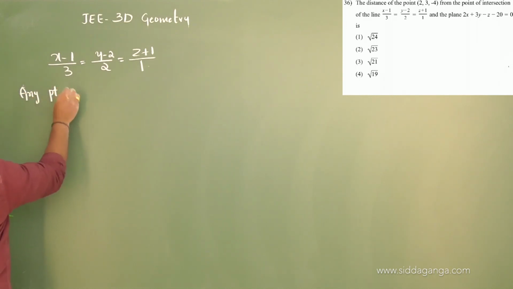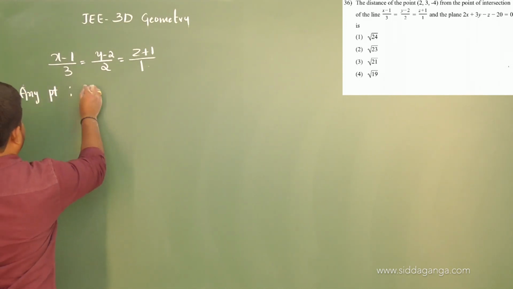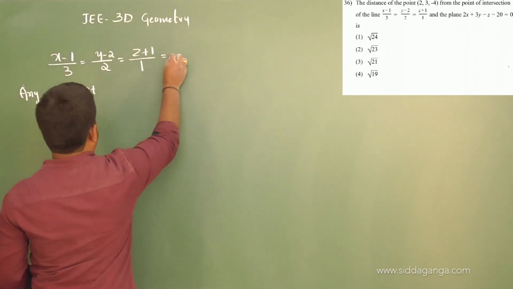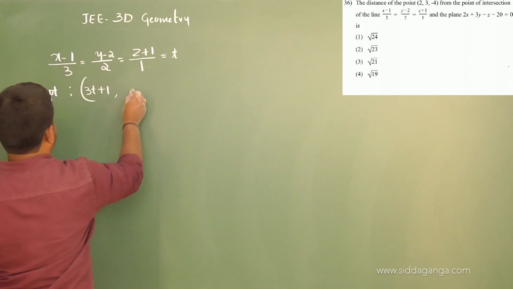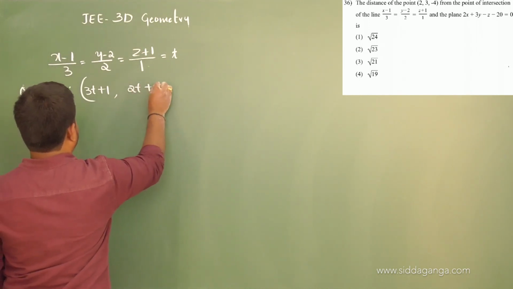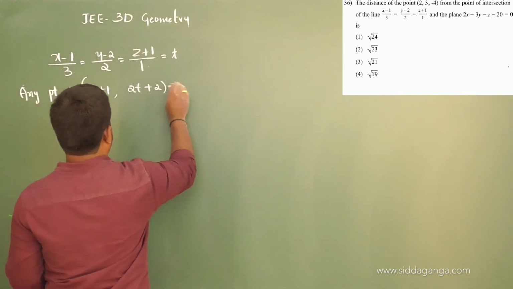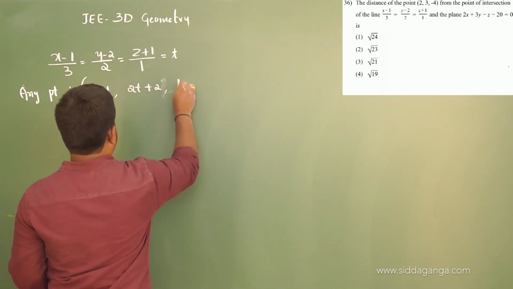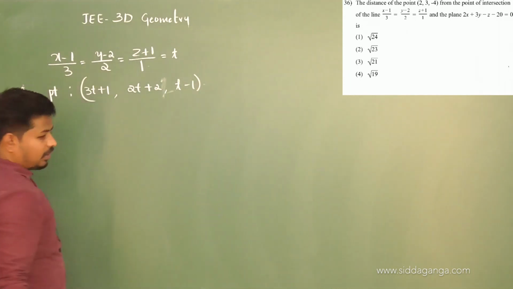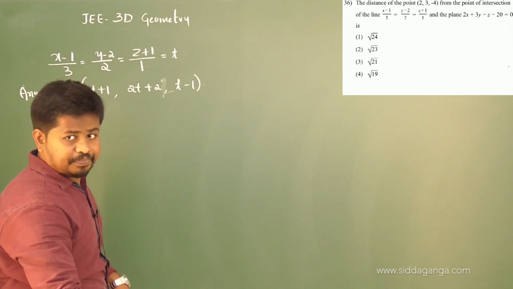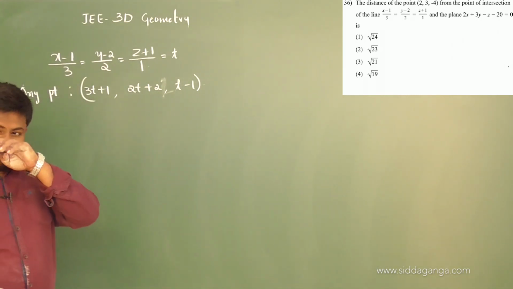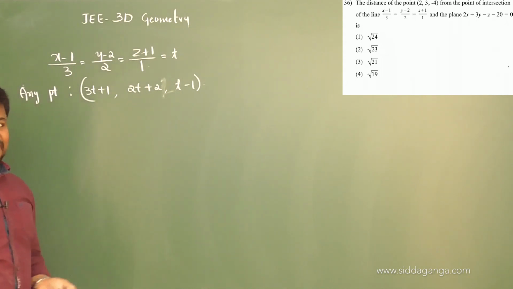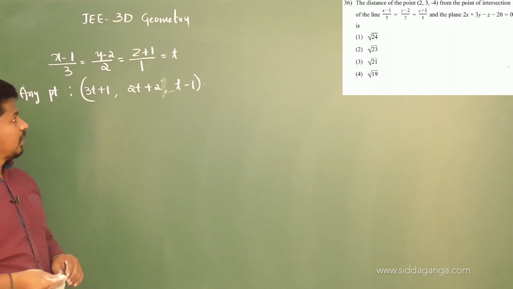Any point on this line is 3t plus 1, 2t plus 2, t minus 1, if it is equal to t. This is your point. So you have to find the distance of the point from the point of intersection. So first let us find the point of intersection of both line and plane.